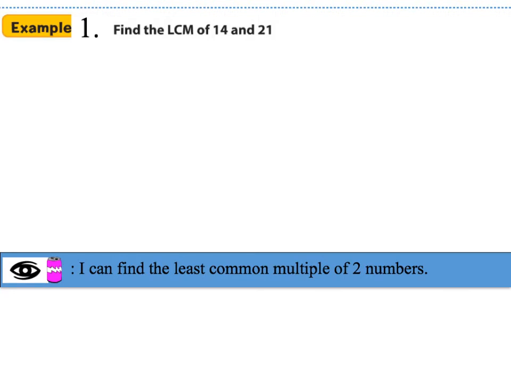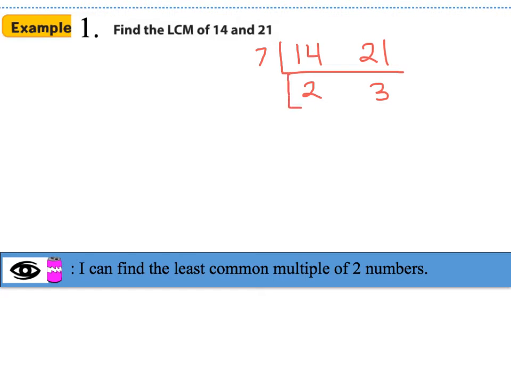For example 1, let's go ahead and find the LCM, or the least common multiple, of 14 and 21. So let's go ahead and use our upside-down ladder. Inside of that ladder, let's use 14 and 21. The number that both 14 and 21 have in common would be 7. So let's place a 7 on the outside. 7 goes into 14 twice. 7 goes into 21 3 times.